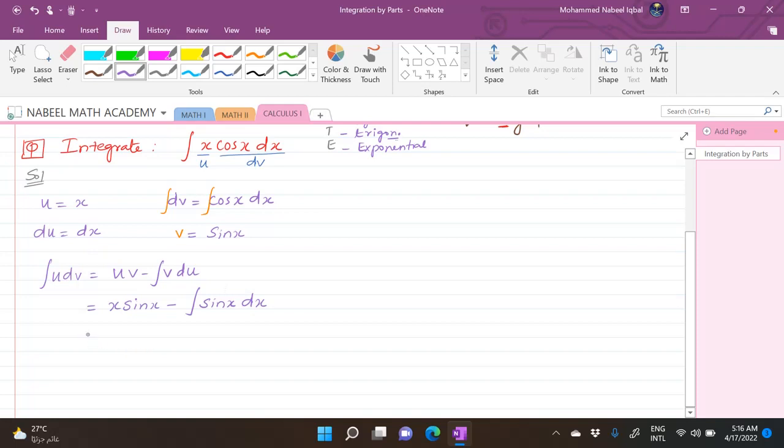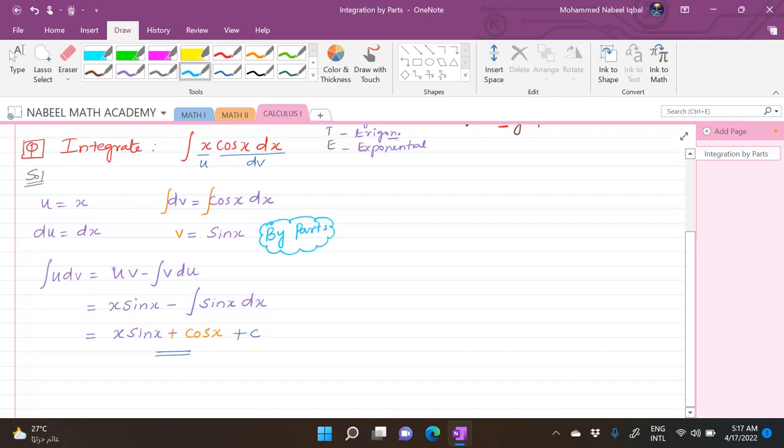Now you can easily integrate. So what is the integration? x sine x minus the integration of sine, which is minus cosine. Is it right? Minus, it becomes plus cosine. At the last we will introduce plus c. So this is the final answer. So we solved this problem using integration by parts.